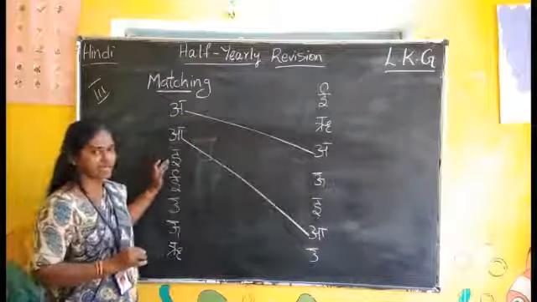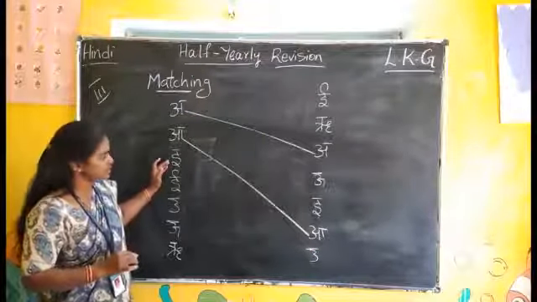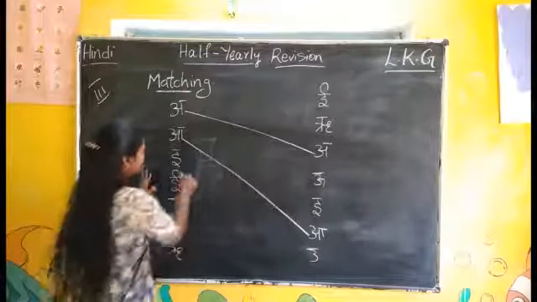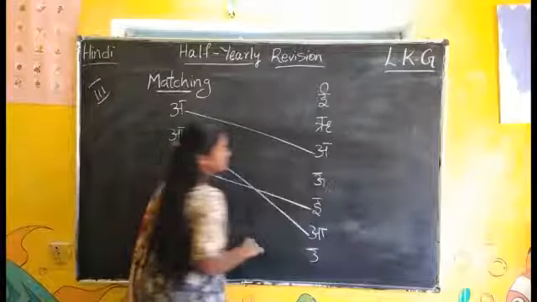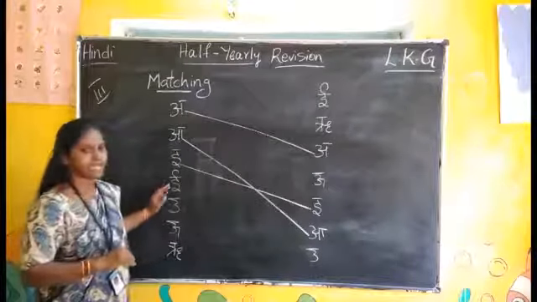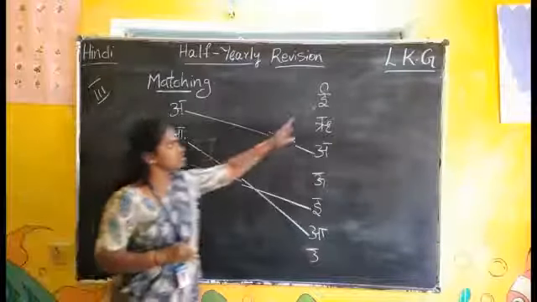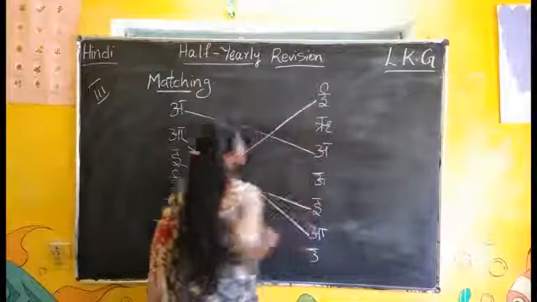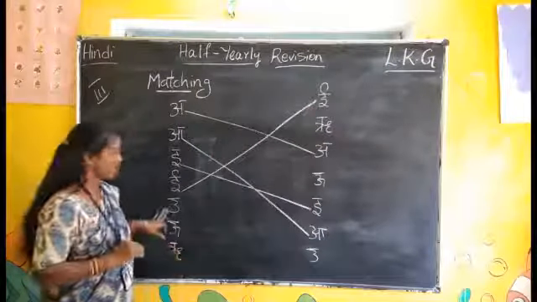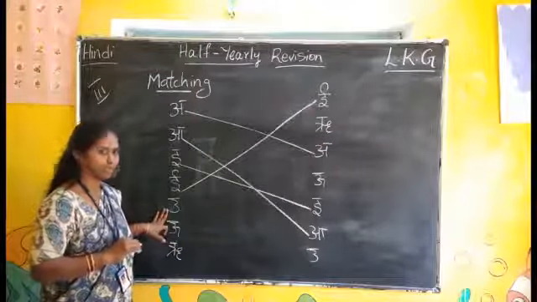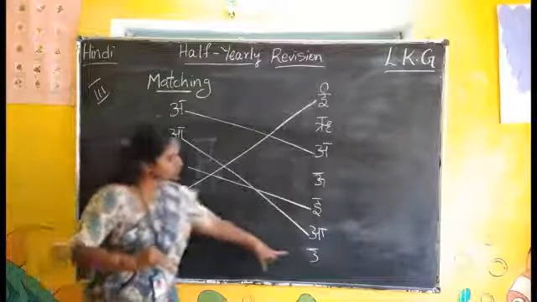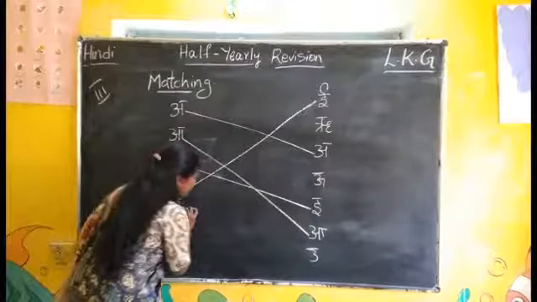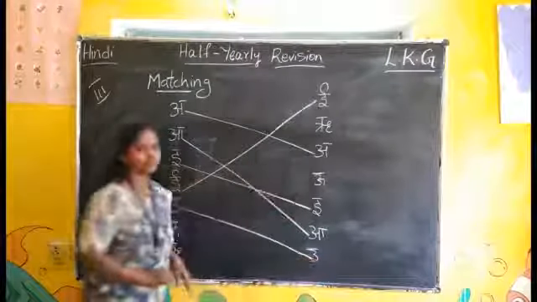Next one, E say Imli. Where is E say Imli? Letter E. This is letter E. Okay. Good. Next one, E say Eek. This is E. Okay. Draw a line. E to E. Now next one, U. U say Ullu. This. It is correct? Okay, so match the letter U to U.